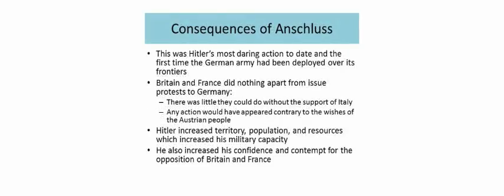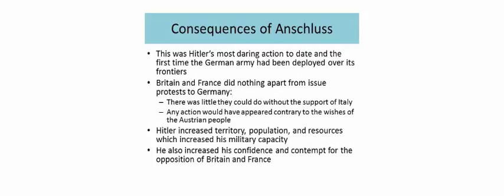Now, the consequences of Anschluss are important, because this is a massive break of both the Treaty of Saint-Germain and the Treaty of Versailles, and it's the most daring action to date of Adolf Hitler. It's the first time the German army had been deployed over its frontiers. And again, Britain and France do nothing. They issue some protest to Germany, but that's it.